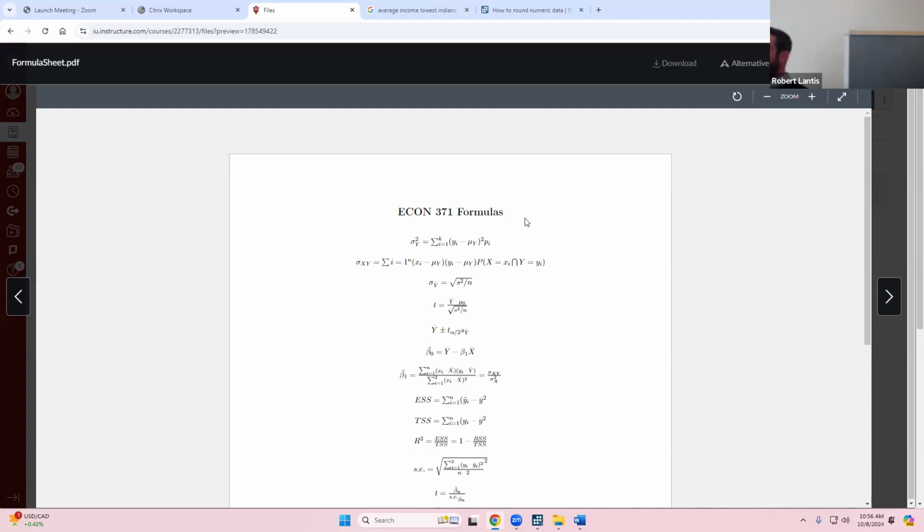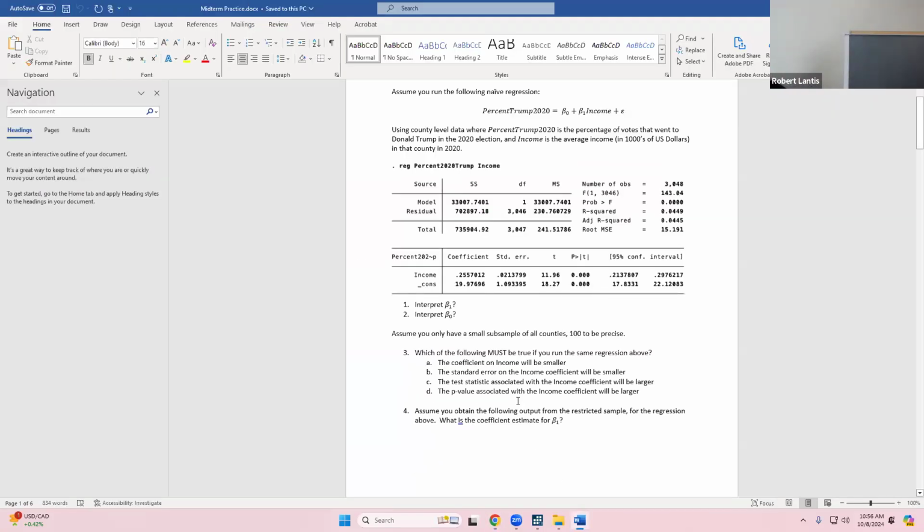I think the problem said, if I took a smaller sample size, let's say I had a smaller subset of counties. Maybe I'm interested in making predictions for the upcoming election. It'd be great if I had a bunch of data on all 3,000 plus counties, but I only have like 100. I can still make a prediction, but what's going to happen? If I had a smaller sample size compared to what we were looking at before, what's going to happen to my standard error?